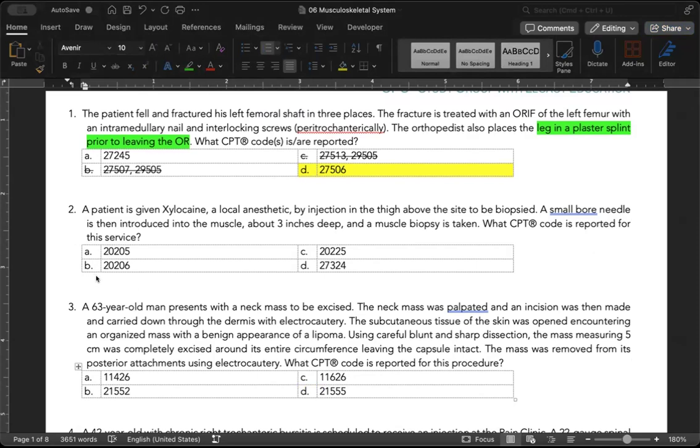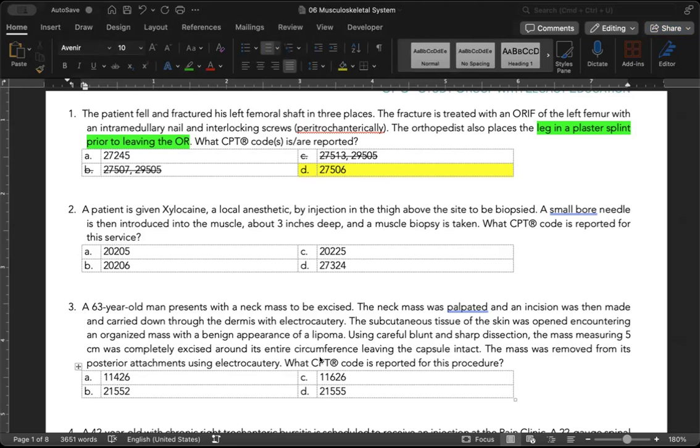We have two that are very close to each other, 20205 and 20206. Those are both for muscle biopsies. We just need to figure out which one we're going to use.